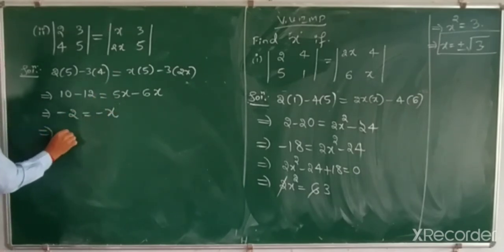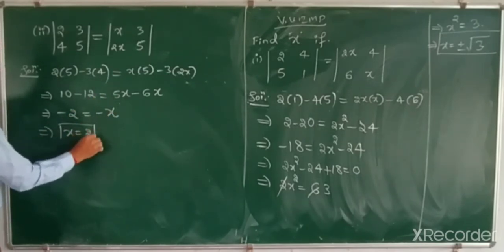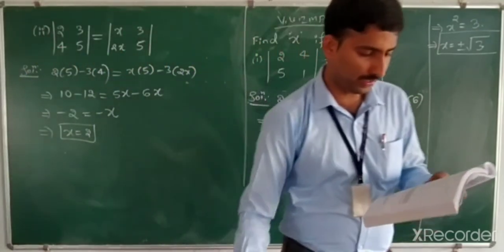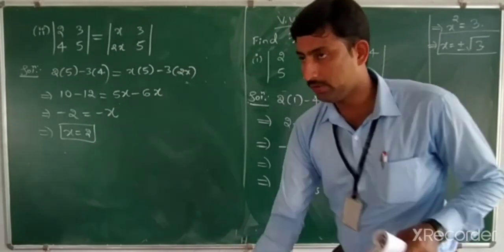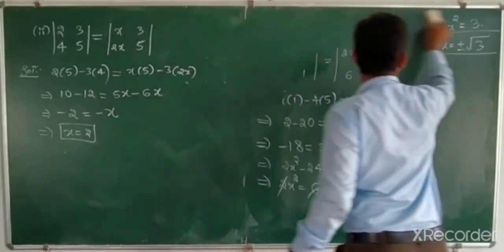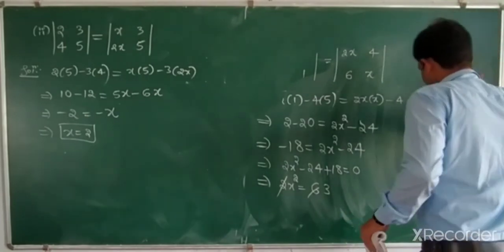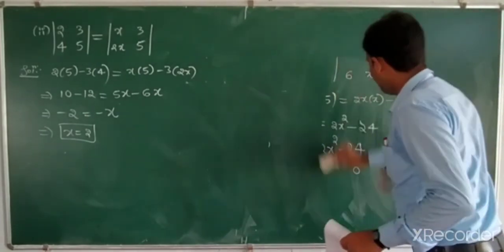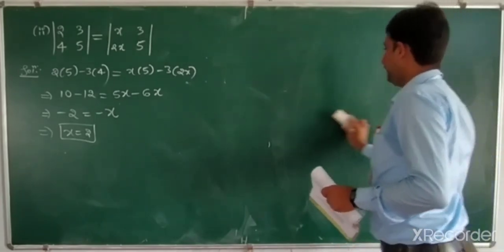What is the value of x? X is equal to exactly 2. X is equal to 2. Then you have one problem from the objective questions. It may ask directly to find the value of x. That's why I will solve that problem very carefully.